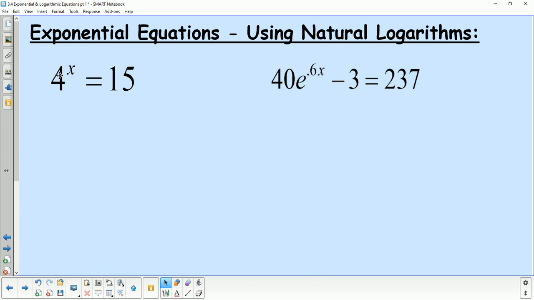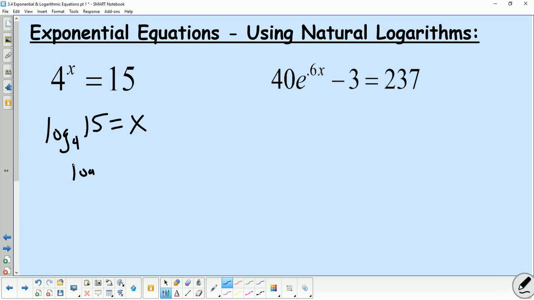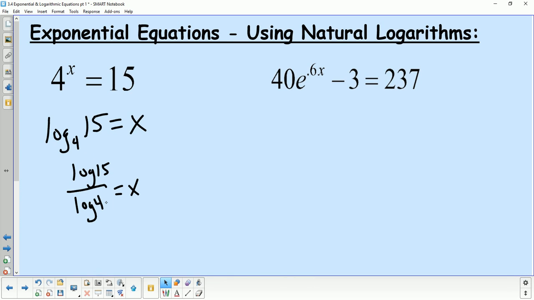Okay. So moving on, you'll notice here we can change this into log form then, because remember that helps us solve for our variable. So we would say log base 4 of 15 equals x, and we already have it solved there. We can do our change of base formula to figure out what that is as a decimal.